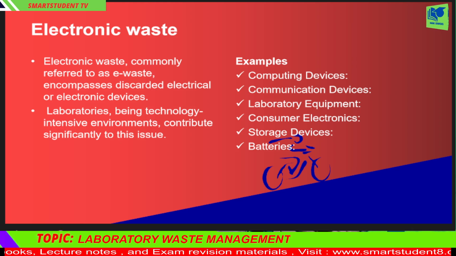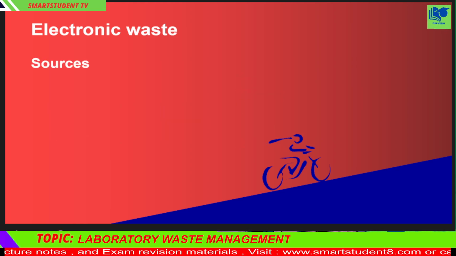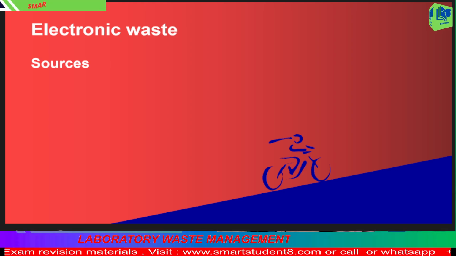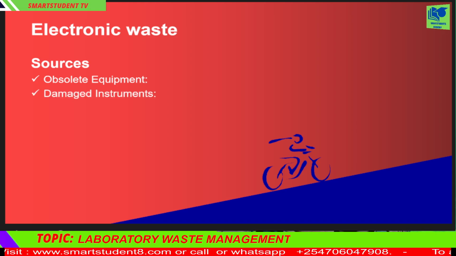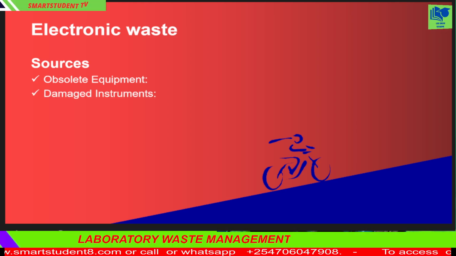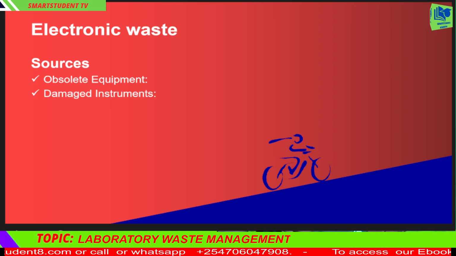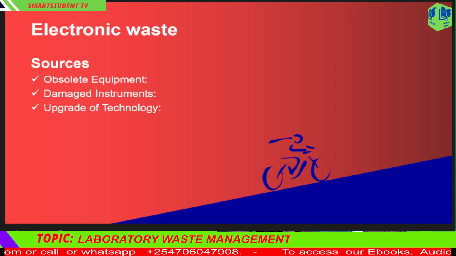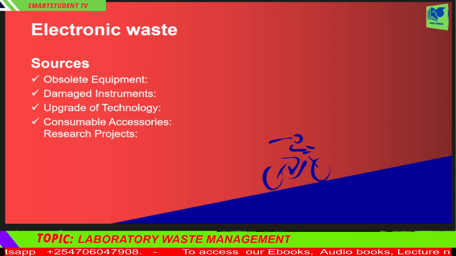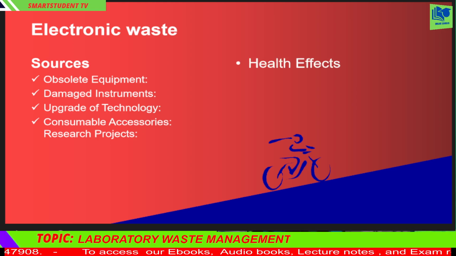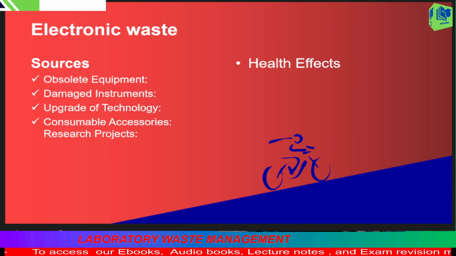3. Sources of e-waste in laboratories. E-waste in laboratories originates from several sources, including 1. Obsolete equipment, outdated analytical and measuring devices, e.g. analytical balances. 2. Damaged instruments, equipment that no longer functions, e.g. phones, stopwatches, etc. 3. Upgrade of technology, replacement of older devices with newer, more efficient models. 4. Consumable accessories, used batteries, cables, and connectors. 5. Research projects, discarded equipment after research experiments.